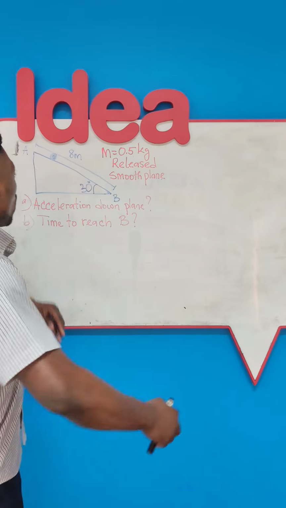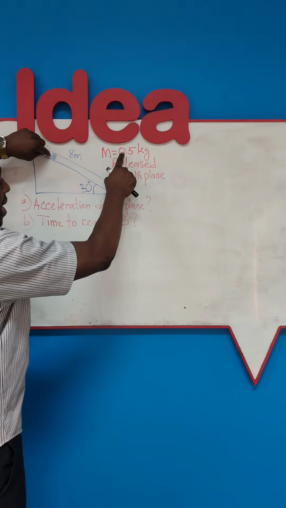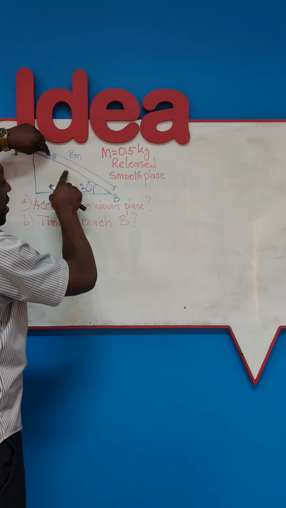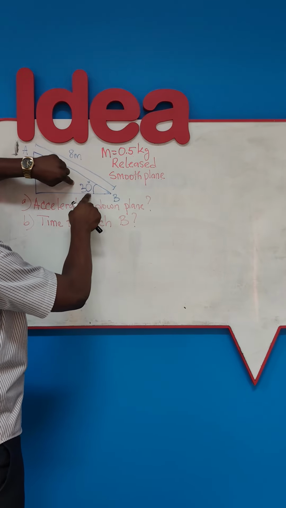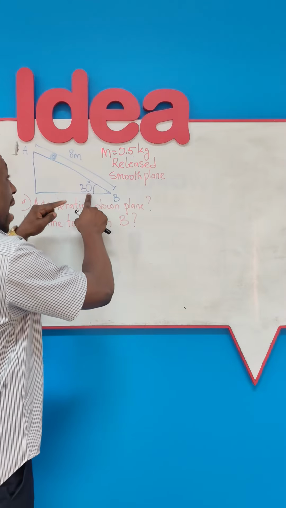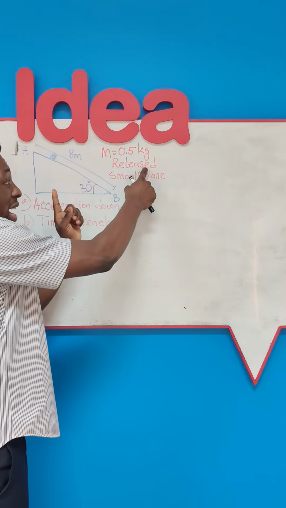We have a ball of mass 0.5 kilograms rolling down a smooth inclined plane, inclined at 30 degrees to the horizontal, and we are told that it's released from rest.